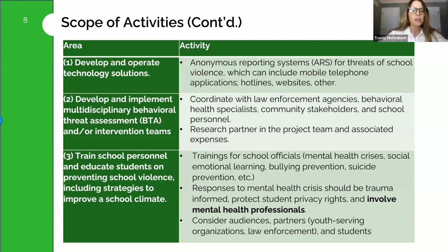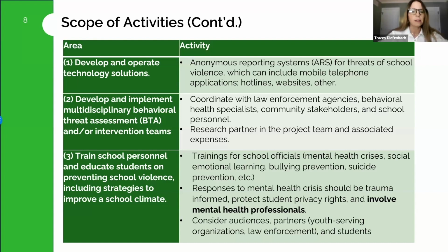Trainings for school officials can include intervening and responding to individuals in mental health crisis, suicide prevention, bullying prevention, social emotional learning, and improving access to school-based behavioral health services. Resources and strategies for responding to students in mental health crisis must be trauma-informed, protect student privacy rights, and importantly, involve mental health professionals at all stages of training and in practice.